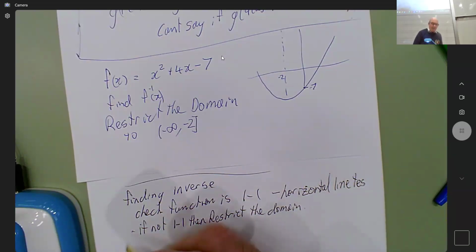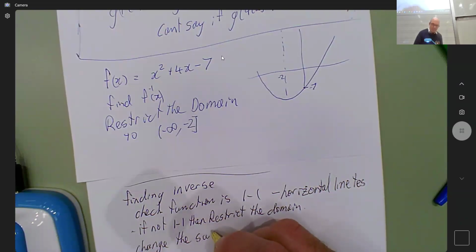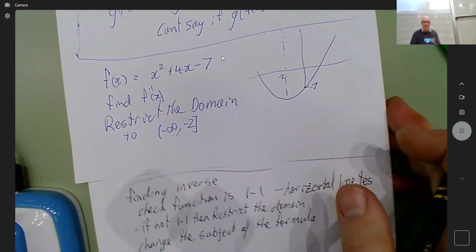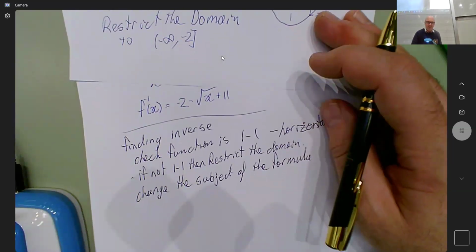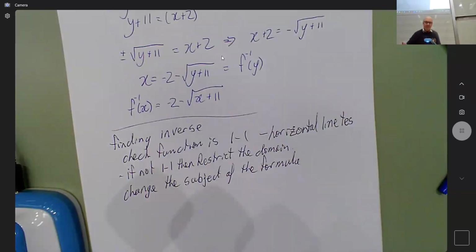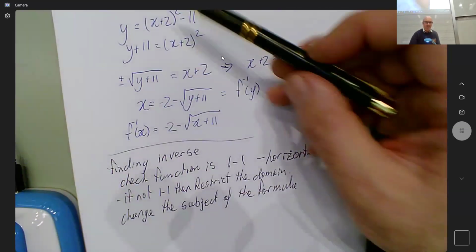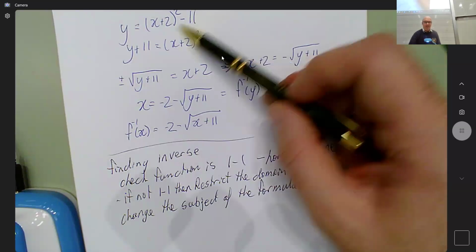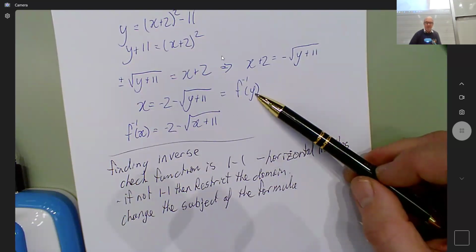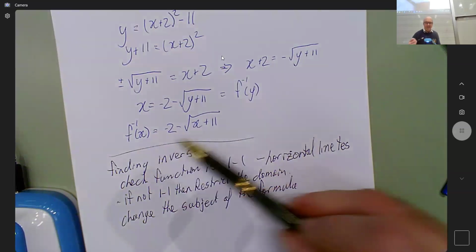Next on the list of things to do is change the subject of the formula. That's that bit where I've gone, I've got my formula, y equals something in terms of x, and I've rewritten it so x is something in terms of y. And that's allowed me to say inverse is a function of y, hence inverse as a function of x can be this.